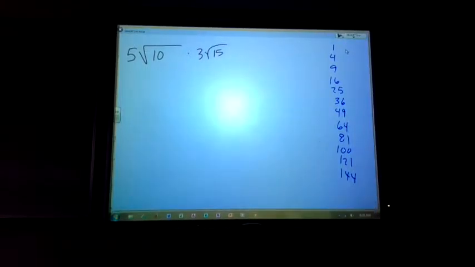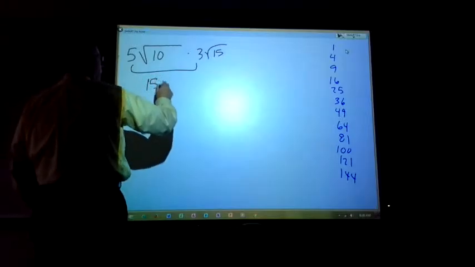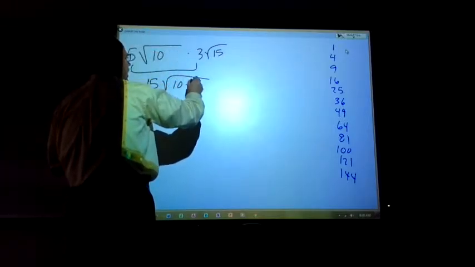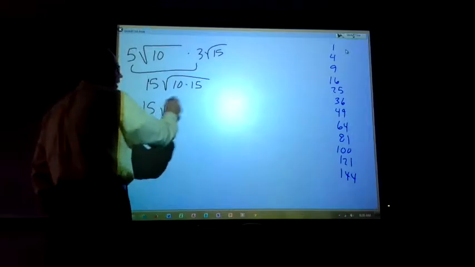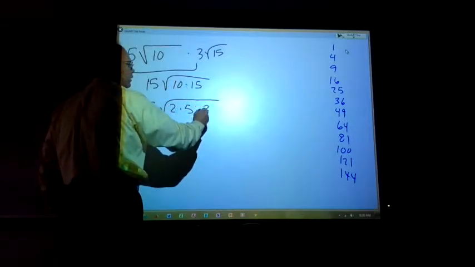What do we know about the 5 and 3? What's going to happen? They're going to be multiplied. And do they stay outside if I multiply them? Yes. And then technically, I could multiply 10 and 15 together if I wanted to get 150, which would be all right. Or I could start doing this. I could say, well, I know that 10 breaks down to 2 times 5, and I know 15 breaks down to 3 times 5.